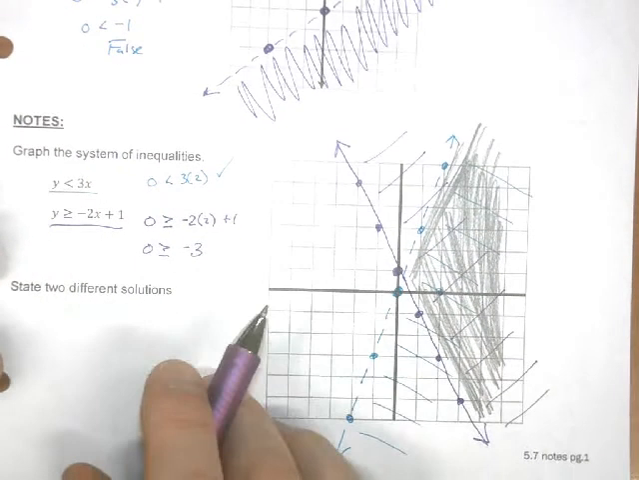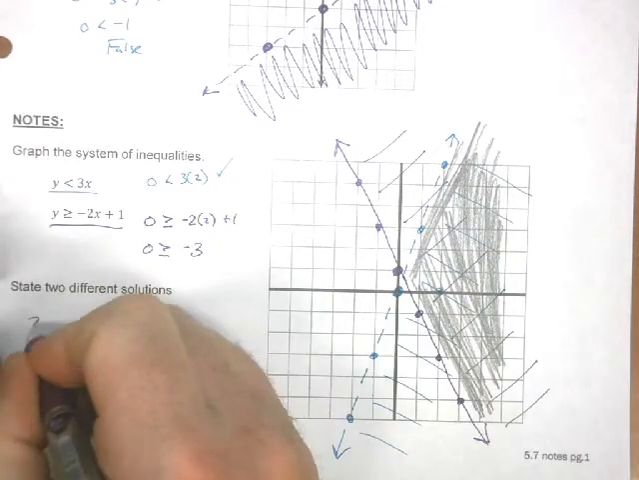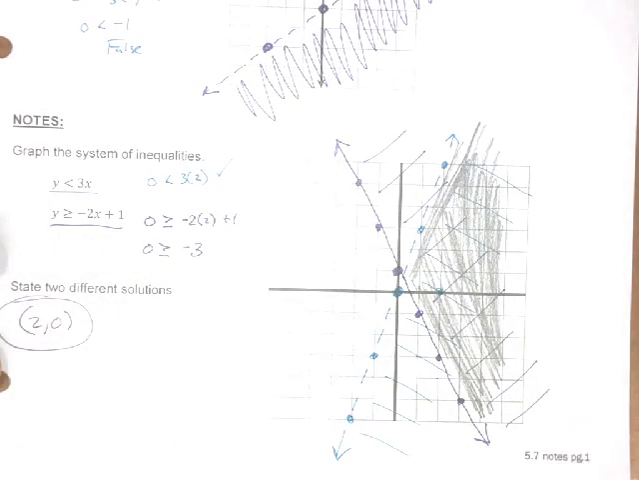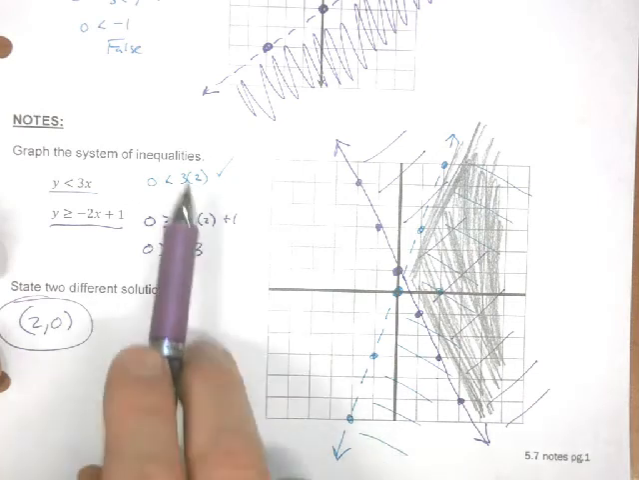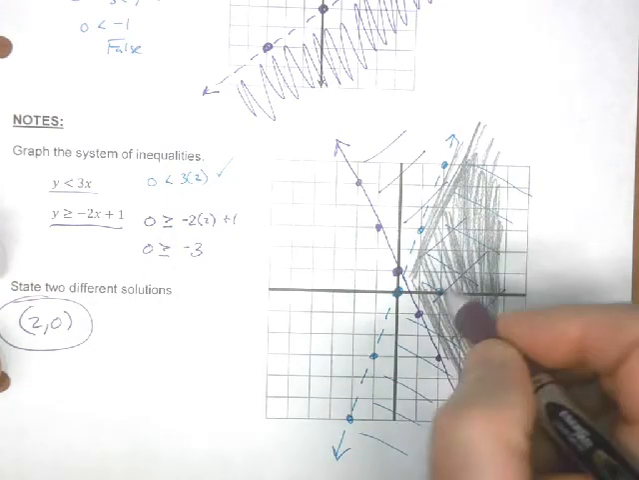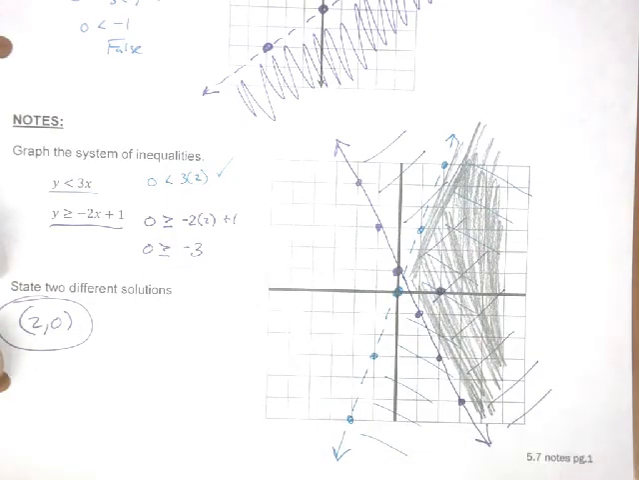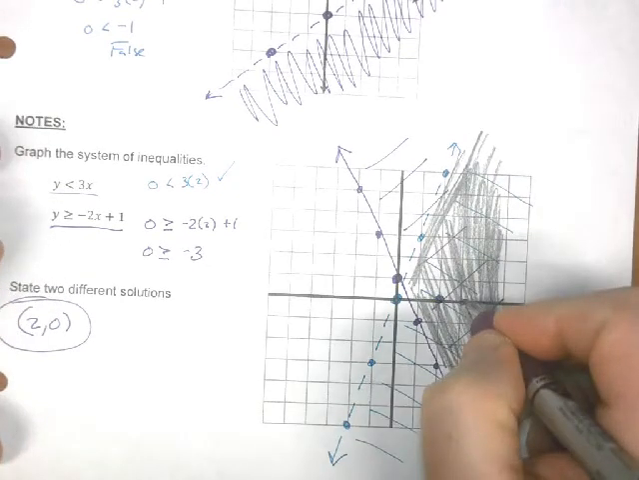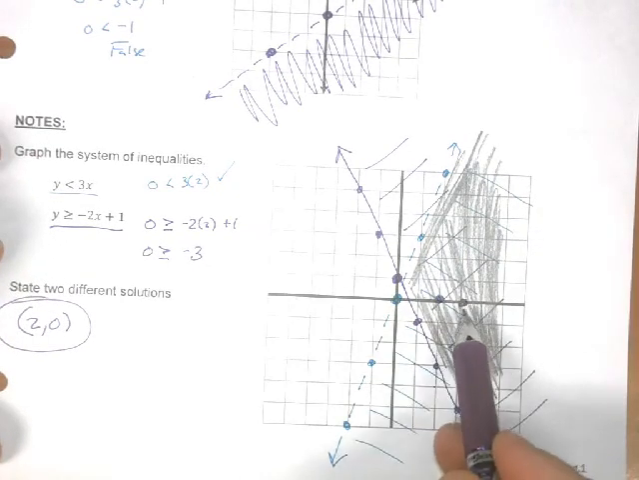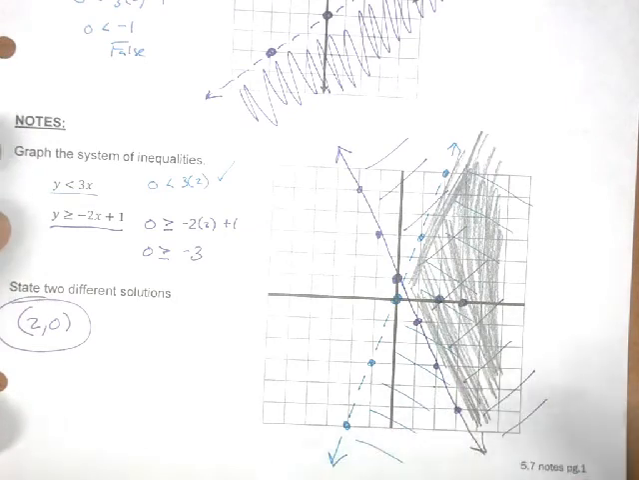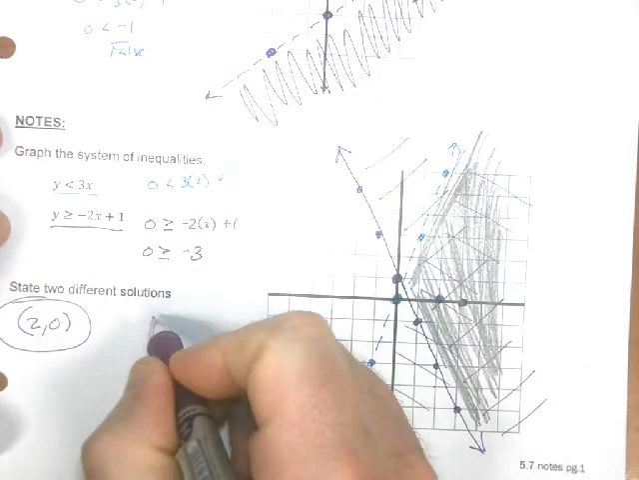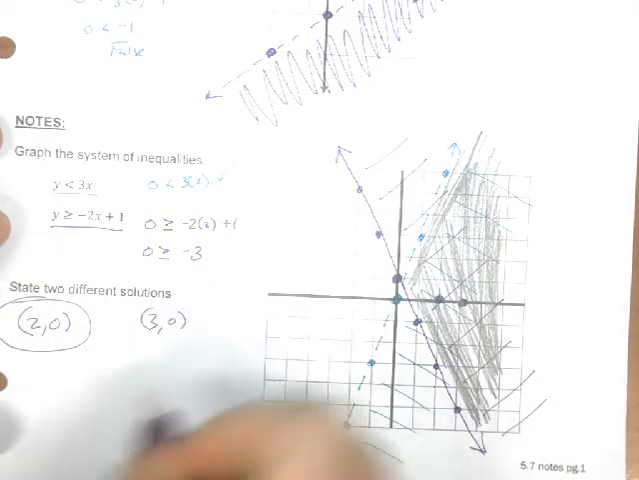So again, down here at the bottom, it says state 2 different solutions. Well, we know that (2, 0) is one of them. That works because we tested it in both of these, and it just happened to be in the overlapping part, which is right there. So we just need to test another one. So again, maybe you try the next one over. So here we have (3, 0). So testing that, we test it in both of them.